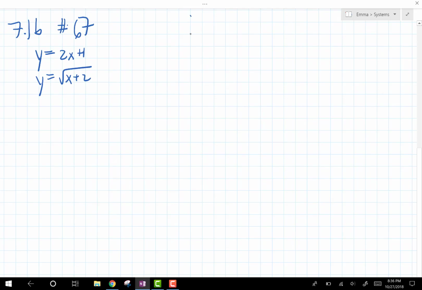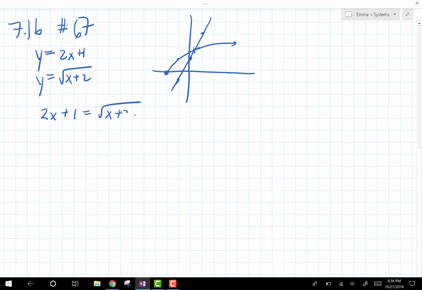Okay, so let's do a quick sketch, because sometimes if they don't meet, you can see it right away. So there's our line, and then our half parabola is shifted left 2, and looks like that. So it looks like they do meet. So we'll do it, and not perfectly, so we'll just go ahead and set them equal to each other and solve. We'll square both sides.